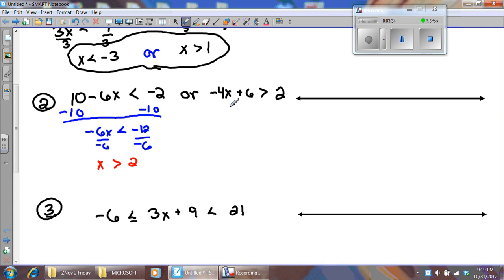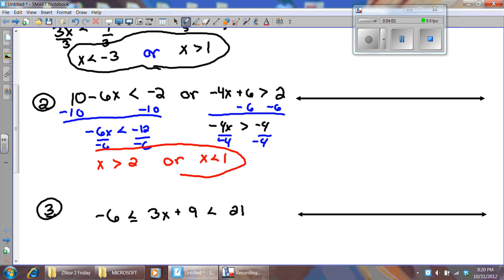All right, now over here I'll subtract 6. And then I'll get negative 4x is greater than negative 4. And I will divide by negative 4. Okay, x will be less than 1. So I get x is greater than 2 or x is less than 1.